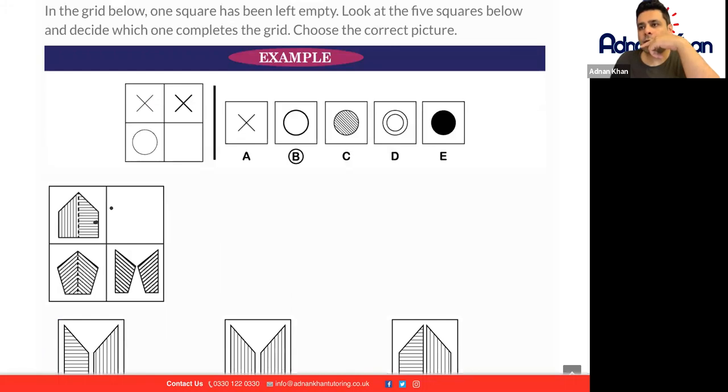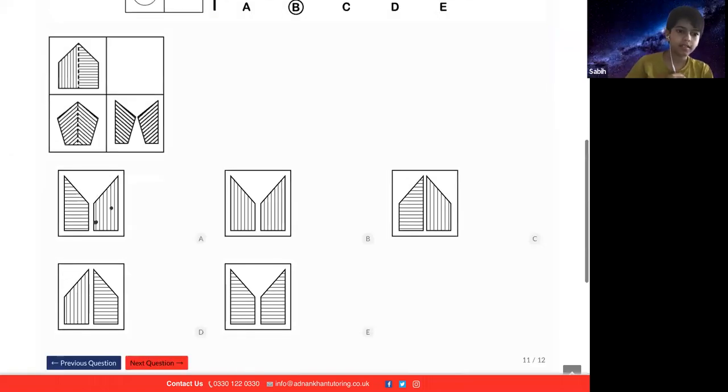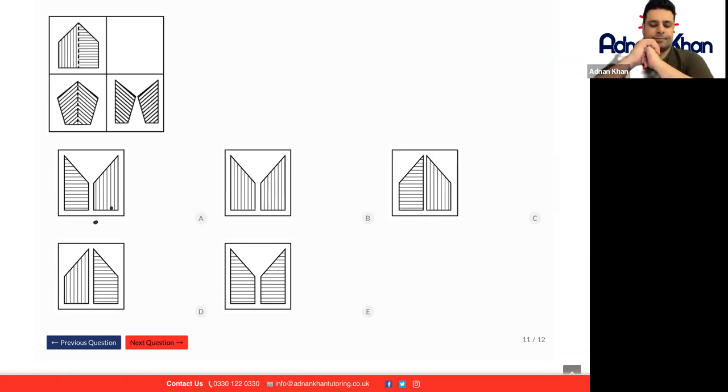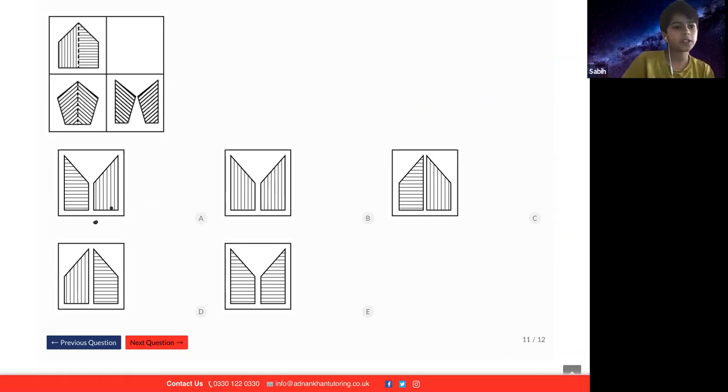And we'll go to Sabi for the next one again. Hi, Sabi. Hi. So question 11, please. So I think question 11 is A. And how do you think that? Because if we're going left to right, the bottom one, the pentagon is split in half, and both halves are reflected. Good.